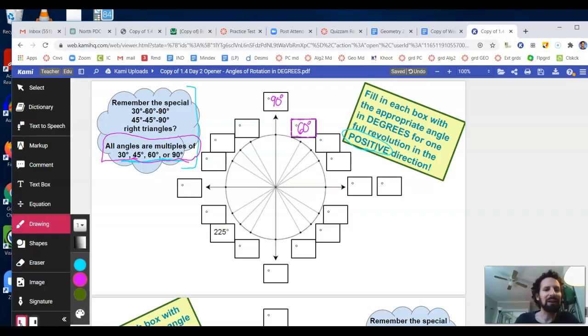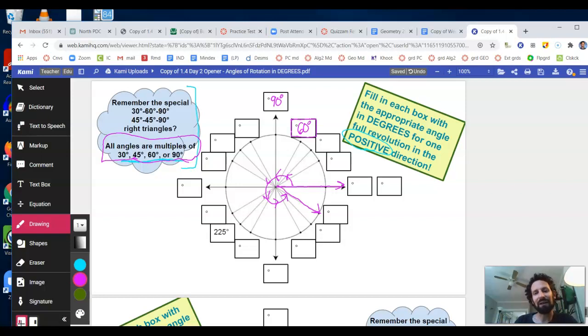Now, let's say we're looking at, I don't know, this angle right here. Actually, I'm going to do a different one. How about this angle right here? So that ray is really referring to this angle right here because we're rotating in the positive direction, which means we have to rotate upward from the positive x-axis to get there. And the question is how many degrees of rotation that is. Well, it's got to be a multiple of 30, 45, 60, or 90.